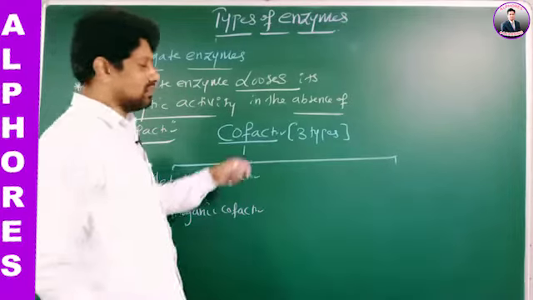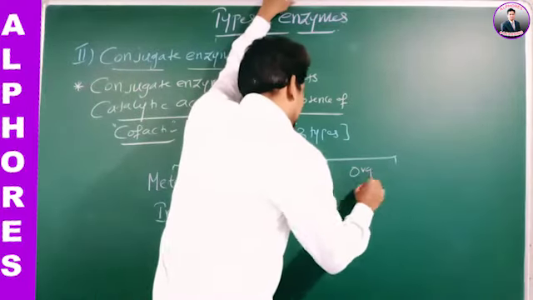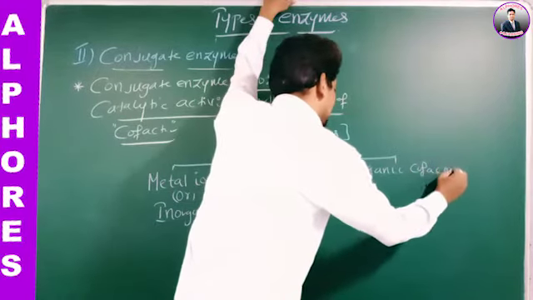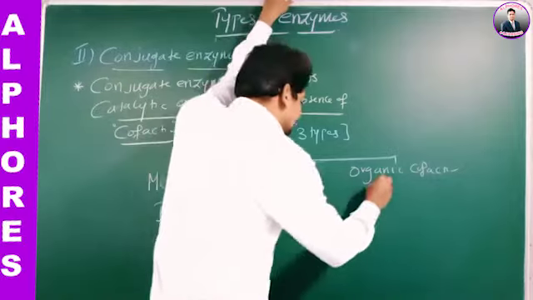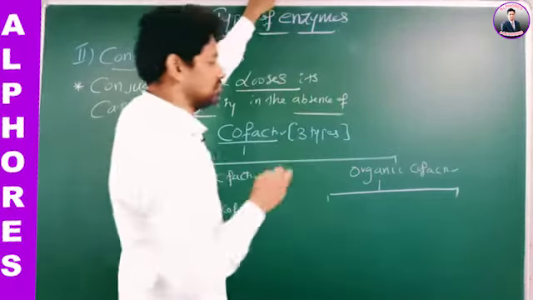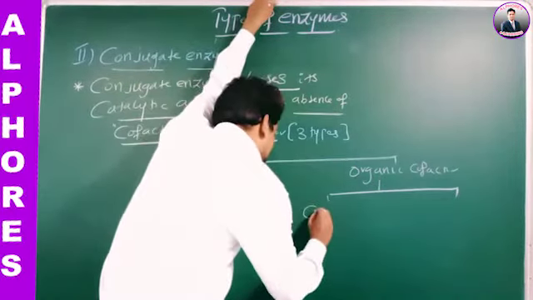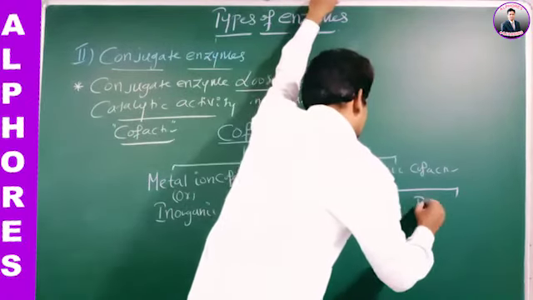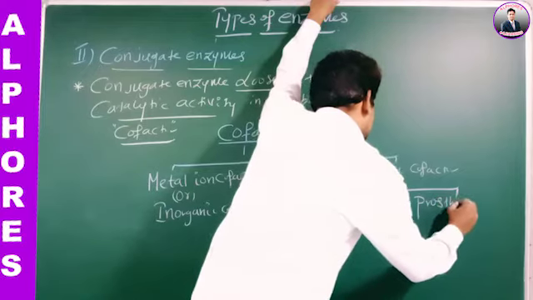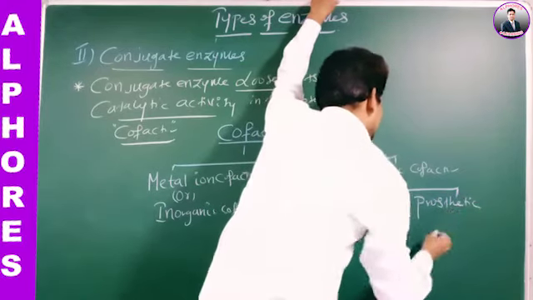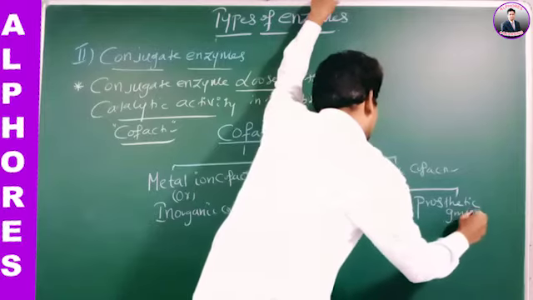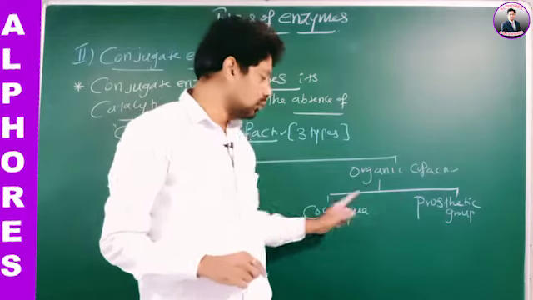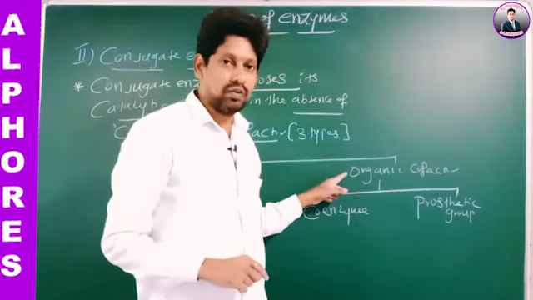What is the second one? Organic cofactor. But in turn, these organic cofactors are of two types. What are they? The first one is coenzyme. The second one is prosthetic group. Coenzyme and prosthetic group are two types of organic cofactors.